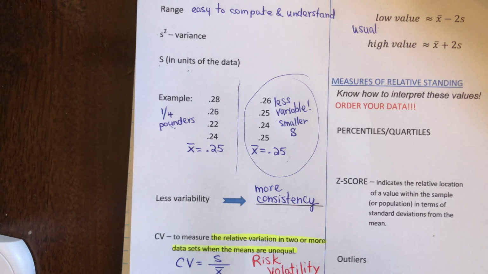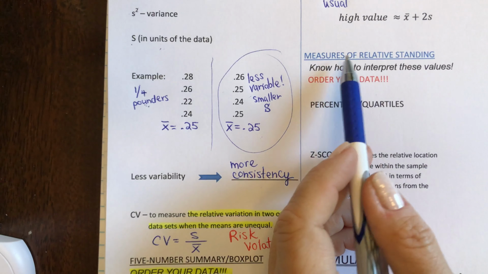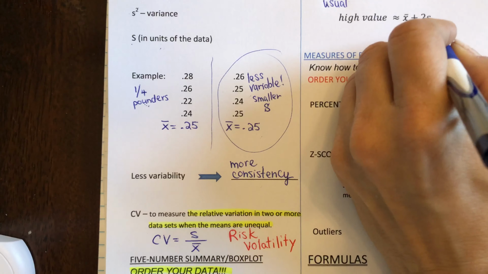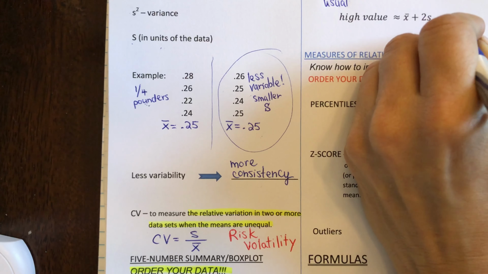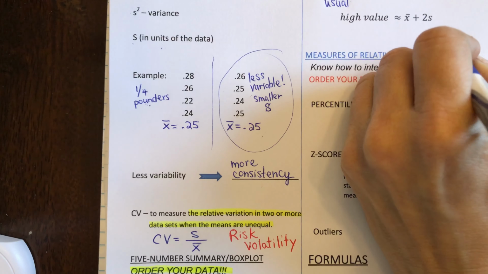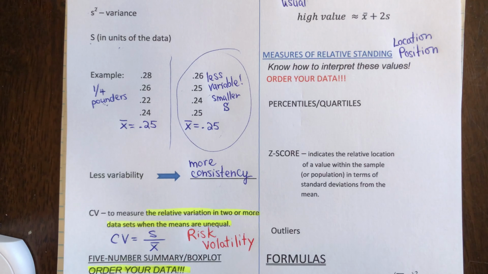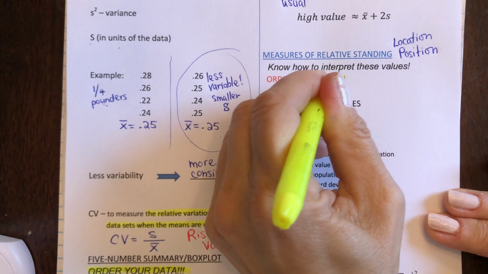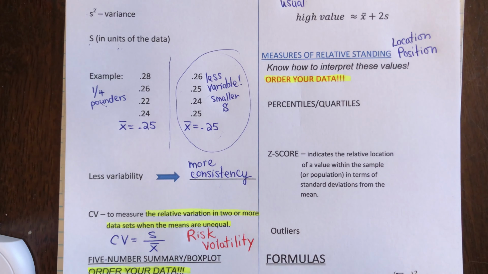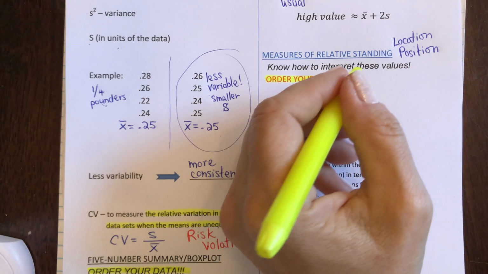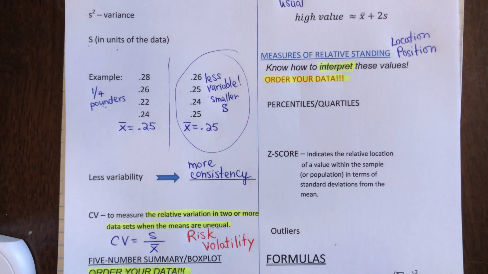Okay, then we also have the measures of relative standing, which are also called measures of location, okay, or measures of position. So you'll see them described in many different ways, okay? Location and position. Now, a couple things. Again, remember when you're finding quartiles or percentiles, it's very often people forget to order their data. You do need an ordered array. And you also are going to need to know how to interpret these values, what they mean, okay? So we talked about percentiles and quartiles.